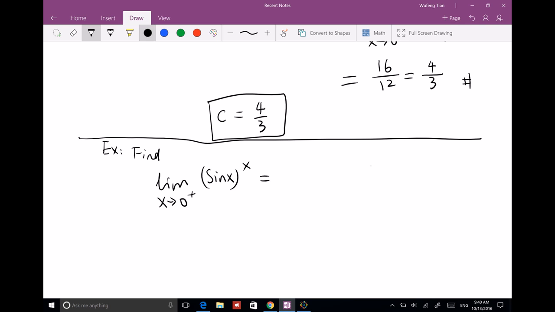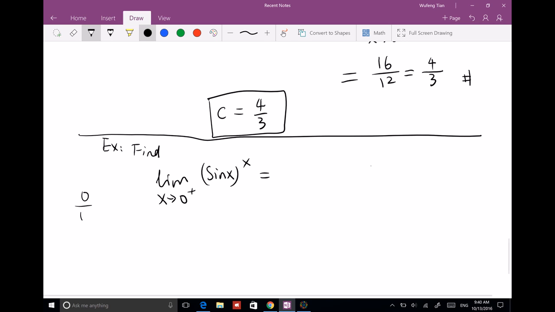So still, we have the power on the x. The x has the variable x in the power here. Obviously, we do not have a 0 over 0 form. We do not have an infinity, positive or negative infinity form. We do not have any of these forms, so we cannot use L'Hopital's rule. We have to do some transformation here.